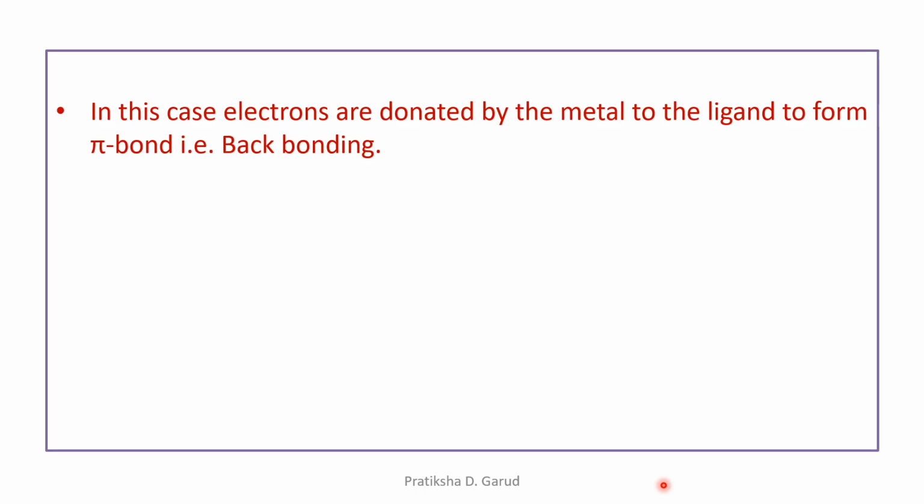Generally we say that the electrons are donated from the ligands to metal, which forms the sigma bond, in which ligands have filled orbitals and metals have empty orbitals. But in the opposite case, the metals have filled orbitals and the ligands have empty atomic orbitals. So the electrons are donated from the metal to ligands. That's why they form the pi bond, and that is called back bonding.